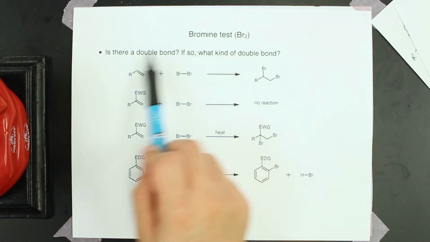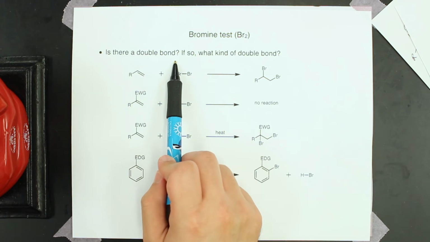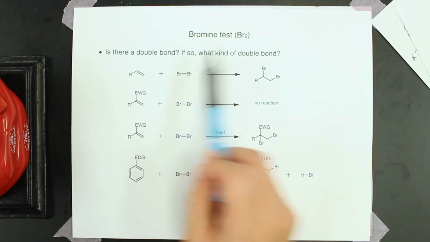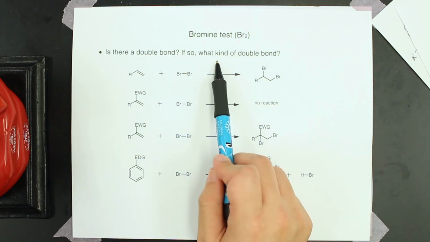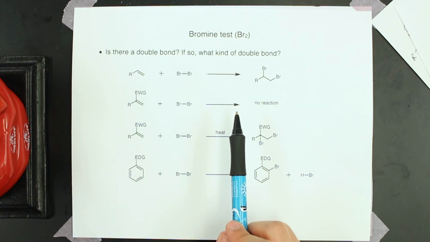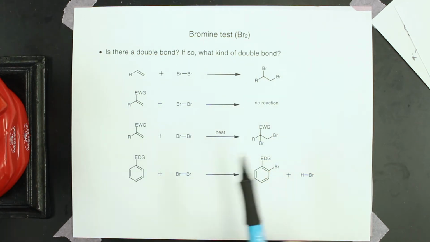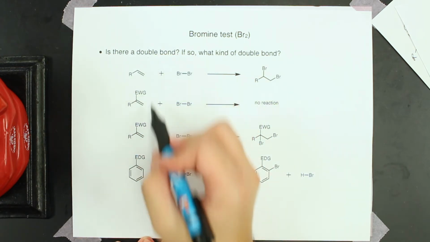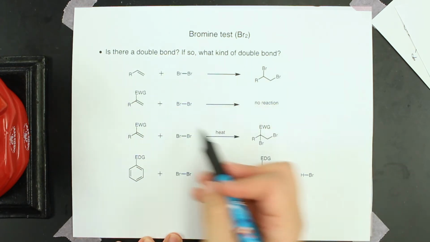So for the bromine test, what we're looking for is the presence of a double bond. Is there unsaturation? And if there is a double bond, what is the type of double bond? So this test we can sort of tune to discover what kind of double bond it is, if we have an array of different double bonds here, and we'll cover what occurs.